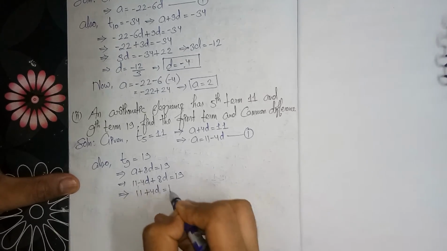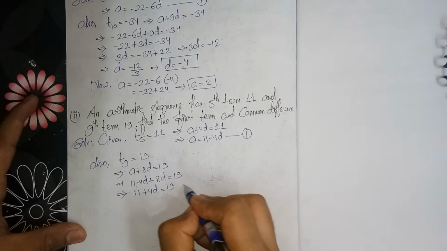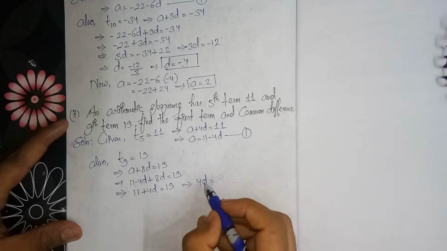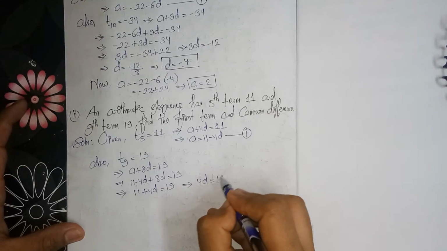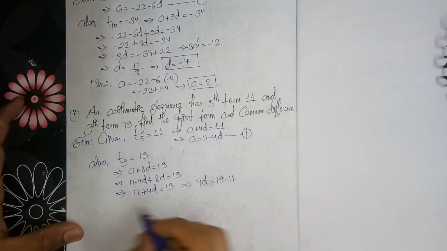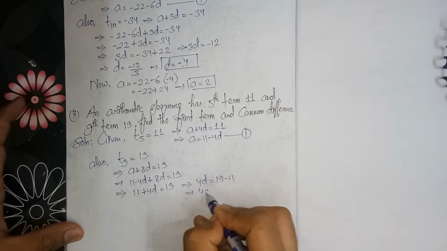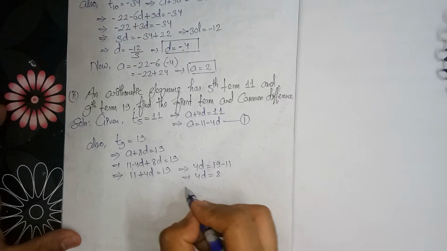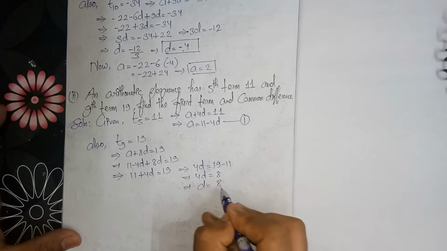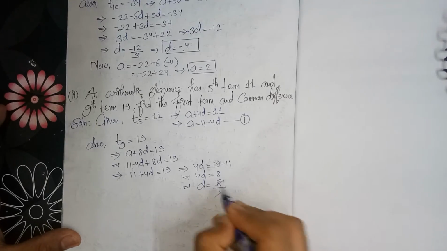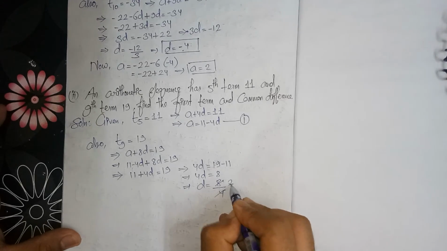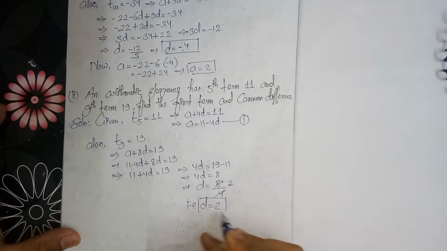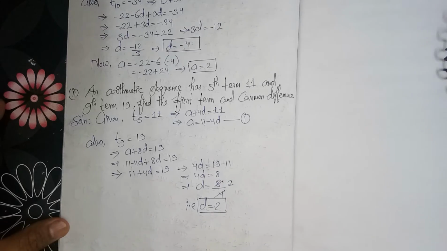Now this implies 11, and minus 4D plus 8D is plus 4D, equals to 19. Now if we simplify this, 4D equals to, when this 11 is transferred to right hand side, it simply gets subtracted from 19 and gives us 4D equals to 8, right? 19 minus 11 is 8, implies D is simply equals to 8 by 4, which is equals to 2, that is D is equals to 2. So we have just found the value of common difference, which is 2.